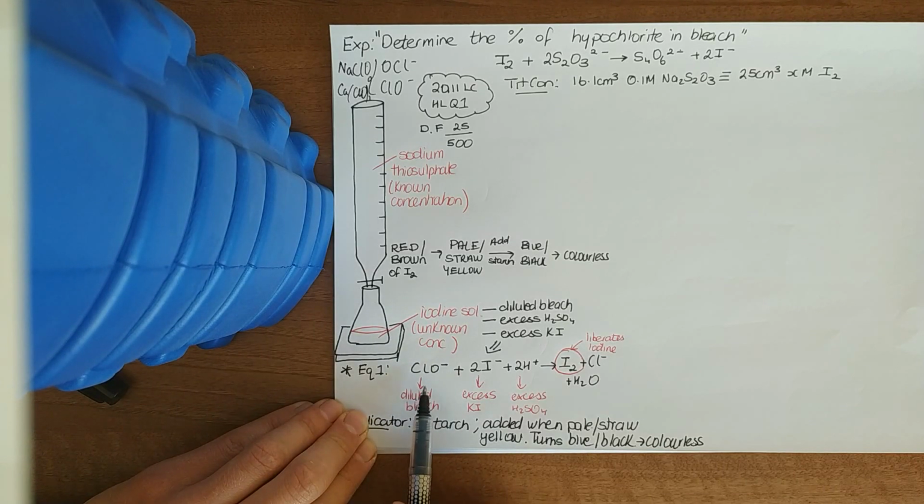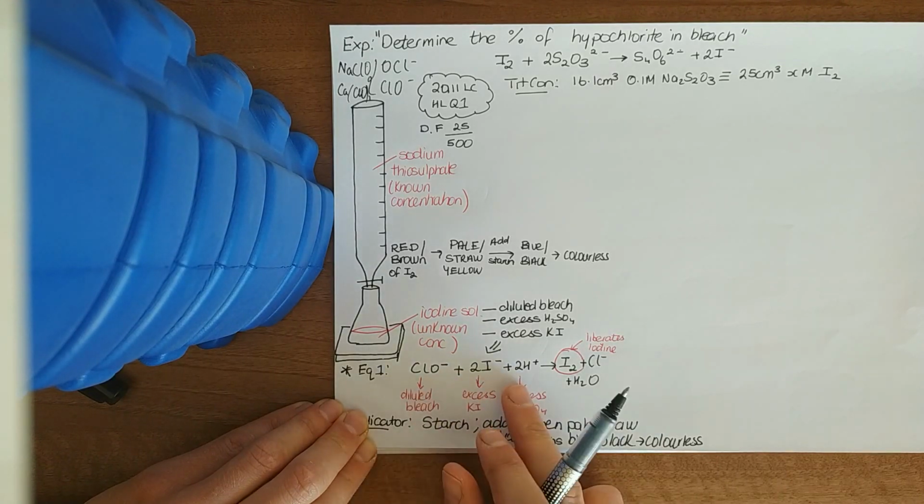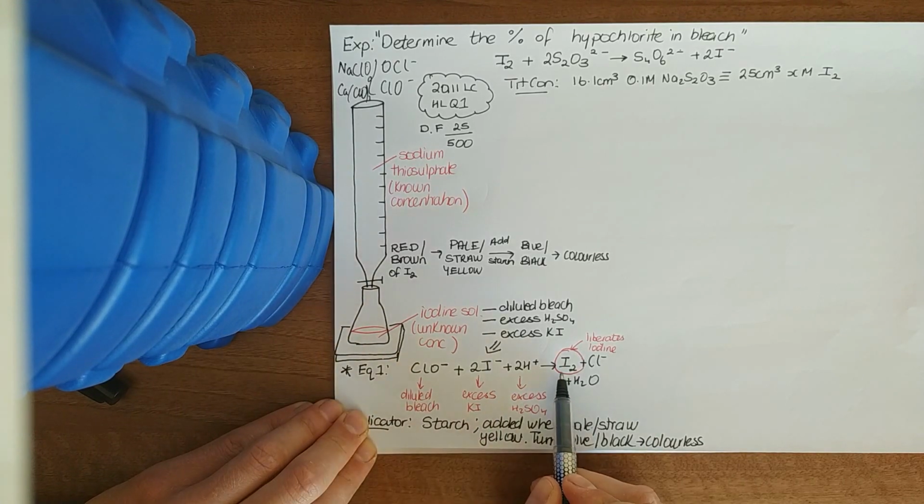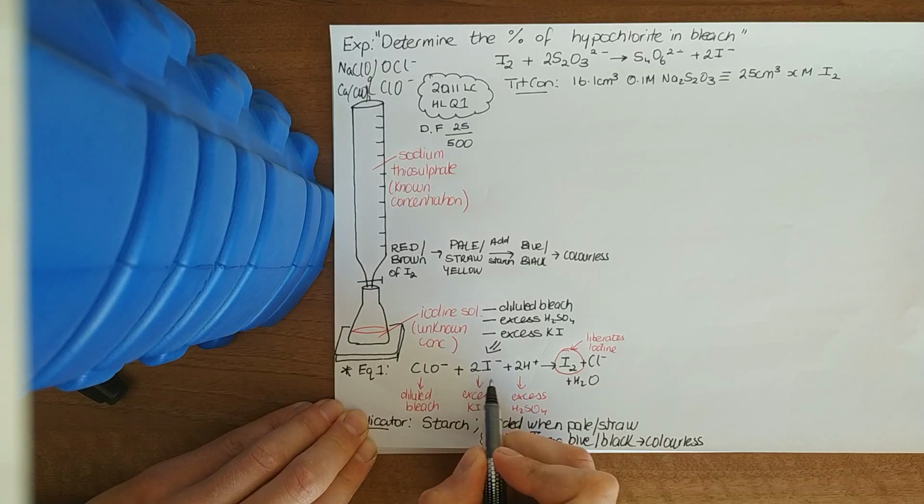Again, you need a diluted amount, otherwise an excessive amount of reagents would be required. You have excess potassium iodide, excess KI, and you'll need excess sulfuric acid. And when we mix them three reagents in the conical flask, we produce an iodine solution, I2. Now a lot of the time they ask you why do you need an excess amount of KI?